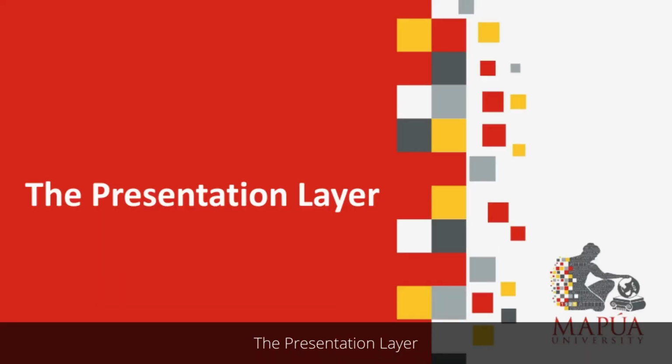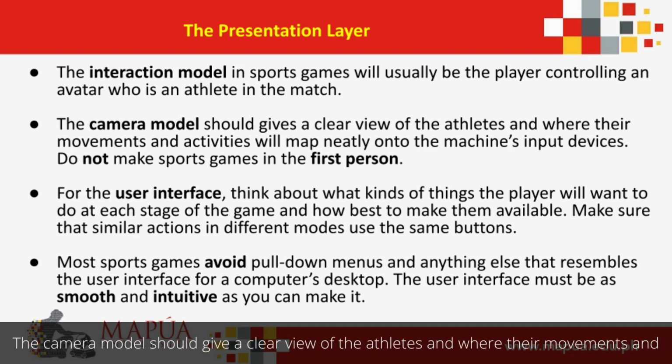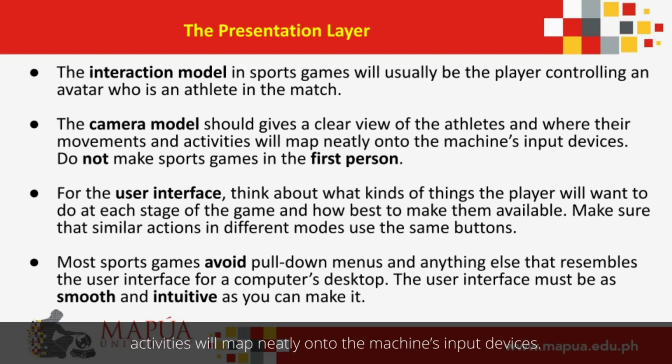The presentation layer. The interaction model in sports games will usually be the player controlling an avatar who is an athlete in the match. The camera model should give a clear view of the athletes and where their movements and activities will map neatly onto the machine's input devices. Do not make sports games in the first person.